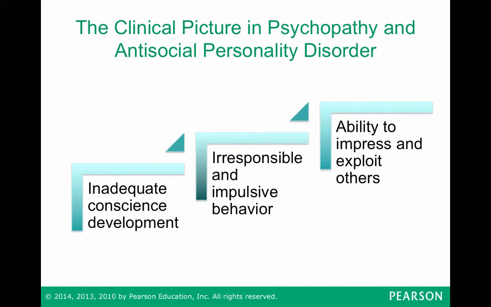What are we looking at when we look at someone with antisocial personality disorder? Basically, there's been an inadequate conscience development, and combine that with irresponsible and impulsive behavior, and they may be very charming and have the ability to impress and exploit others, and it's kind of the perfect storm to set up for someone who would lie, steal, cheat, and exhibit other antisocial personality traits.